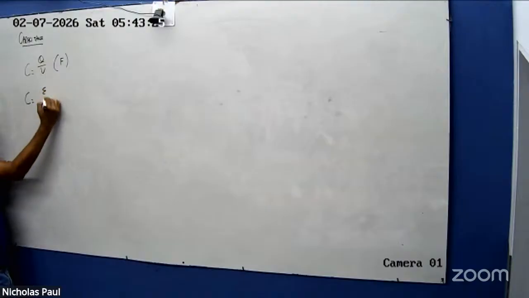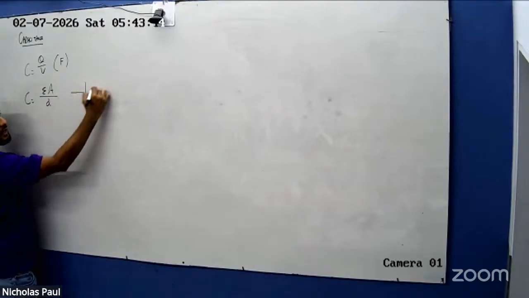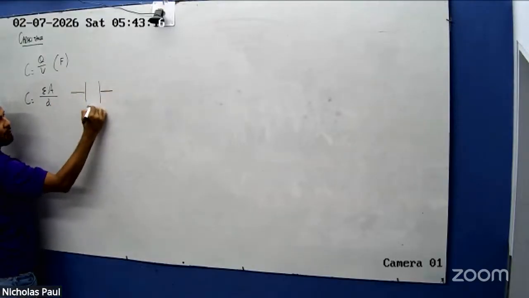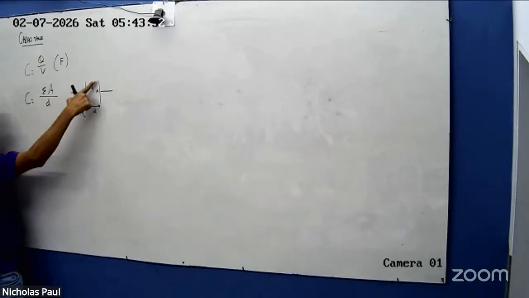Remember, the permittivity of free space times the area, all over the distance. Anything missing? That's it? We also talked about the ability of a capacitor to charge and discharge, right? Remember the capacitor: two parallel plates separated by a distance t. And we said that the area is here and the permittivity of the material is inside here, right?